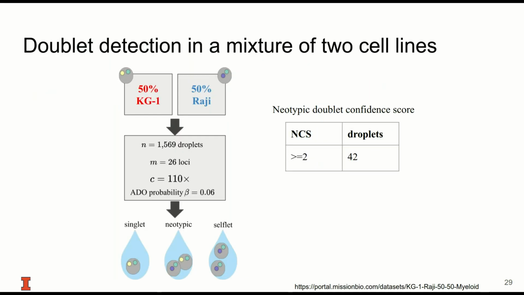So lastly, we evaluated doubletD on a mixture of about 1,500 droplets, comprised of 50% KG1 and 50% Raji cell line. And although we don't have ground truth, we specifically chose this data set because its unique properties allowed us to orthogonally identify 42 droplets that we suspected are neotypic doublets. And this is because this data set only contains 2 clones that are arising from distinct origins, which was a helpful tool in helping us identify these neotypic doublets.